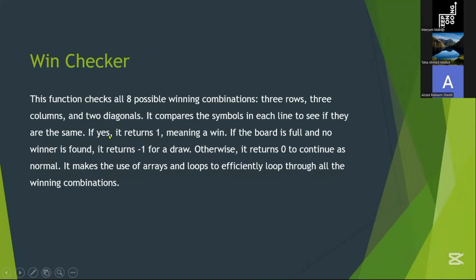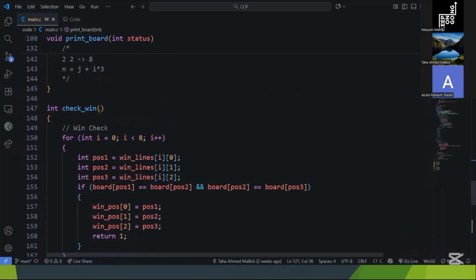If it is, then it returns 1. 1 means that a player is winning. And if it returns -1, that means it has checked all the cells and they are all filled and no winning combination is formed. Otherwise, it returns 0 to continue as normal. It also uses arrays and loops to efficiently loop through all the winning combinations. This is our win check function.